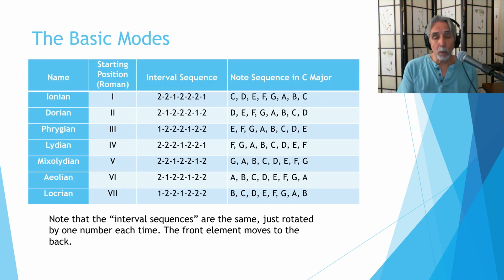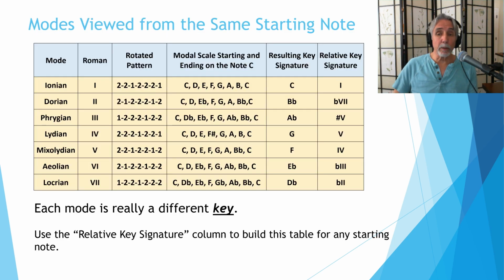Now, the basic modes are simply starting the scale, like the C scale, from a different point. So if you start on C, that's Ionian. If you start on D, that's Dorian. But notice in the interval sequence, what we've done is we've taken the Ionian sequence, and to make the Dorian sequence, I take the first thing off the front of the Ionian sequence and move it to the back. And we keep doing that all the way down the chart. But these modes are not particularly interesting. Where you get some interesting stuff is when you start at the same position.